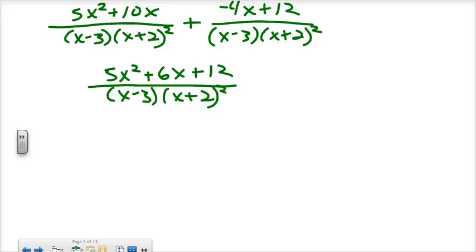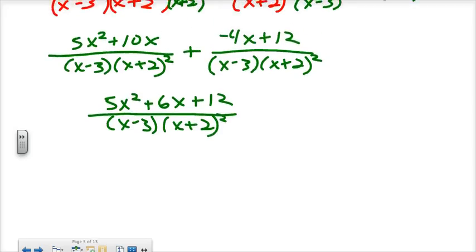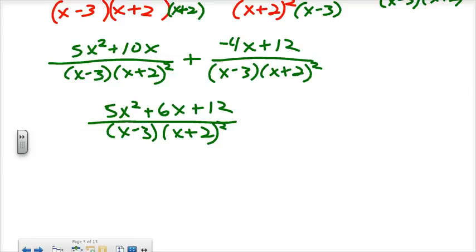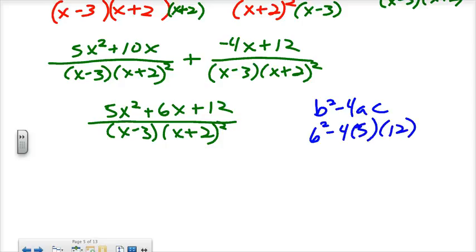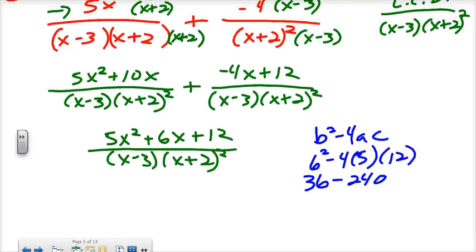There's a couple of different ways to check and see. The first is to do the discriminant and figure out whether or not it's a perfect square. And remember, the discriminant is just b squared minus 4ac. So a is 5, b is 6, and c is 12. And this is going to give us 36 minus 20 times 12, which is 240, and that's negative, and that's not a perfect square. So this problem is done right here. We have everything that we need.